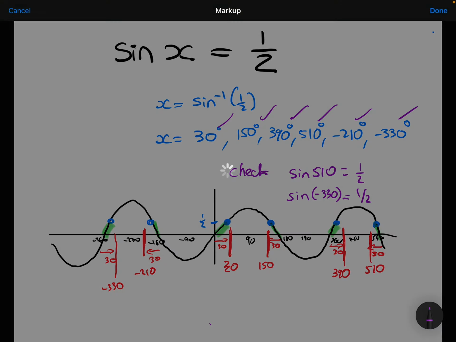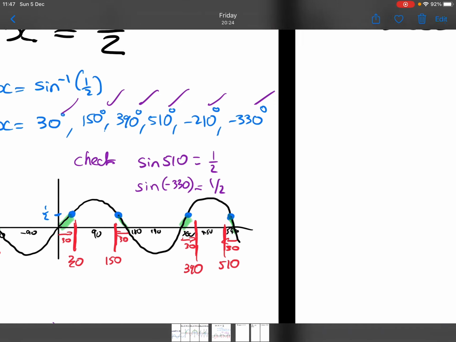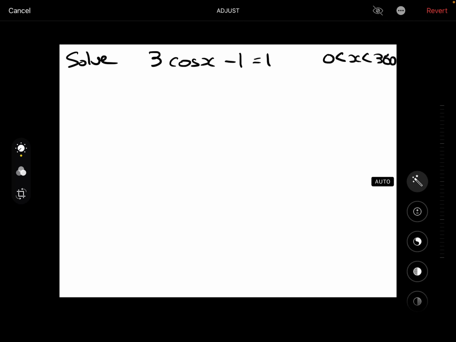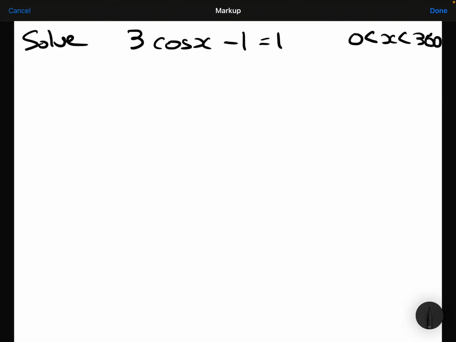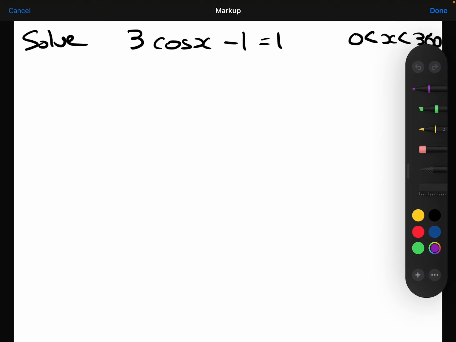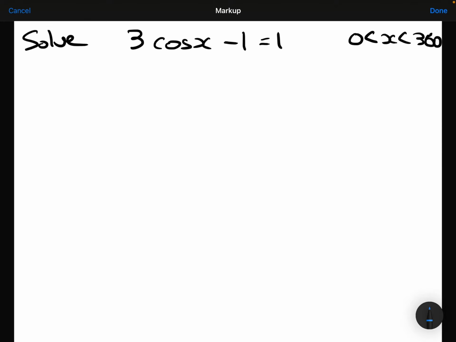So in an exam it will tell you a range of answers to give. So the question might be like this. It wants me to give the answers that are between 0 and 360. Right, so let's solve this equation. I first want to make the cos x the subject. So I'm going to add 1 to both sides, and then I'm going to divide both sides by 3.